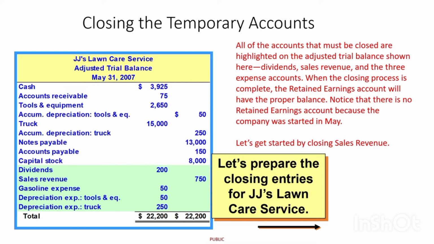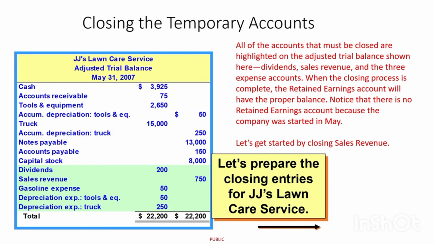I told you that assets should be on the left-hand side and liabilities and equity should be on the right-hand side of a balance sheet. Both of them should be equal at the end. All of the accounts that must be closed are highlighted on the adjusted trial balance shown here: dividends, sales revenue, and the three expense accounts. When the closing process is complete, the retained earnings account will have the proper balance. You will notice that there is no retained earnings account because the company was started in May.